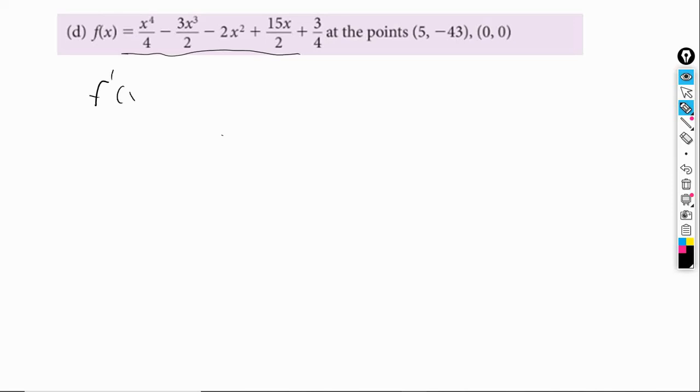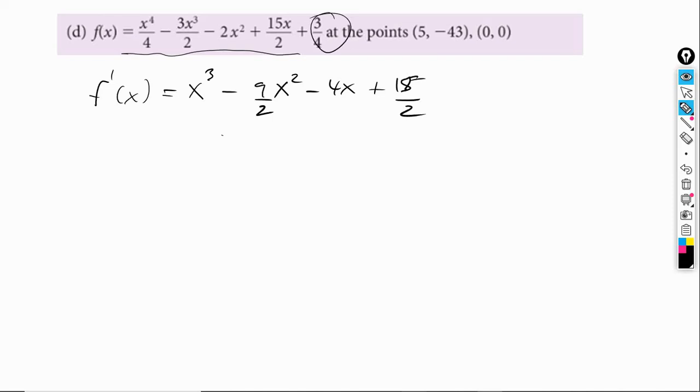The derivative of this would then be, bring down the 4. So 4 times x is 4x divided by 4 is 1. So we don't even bother writing a coefficient because it's just 1. So x cubed minus 9/2 x squared minus 4x plus 15/2. This last term would just be 0, right? So 15/2 here.